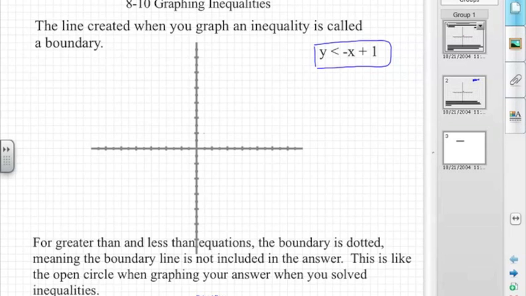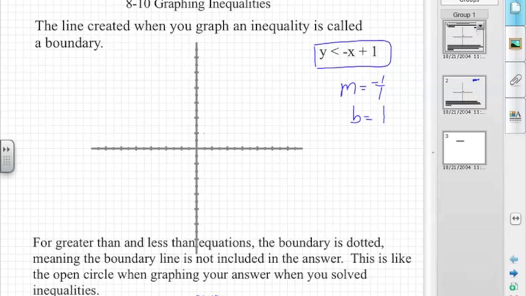First of all, let's find the slope and the y-intercept so we can put this inequality on the graph. The slope of this line is going to be what? Negative 1 over 1, there you go. And what is the y-intercept going to be? It's also going to be 1. So we are going to put this line on the graph.